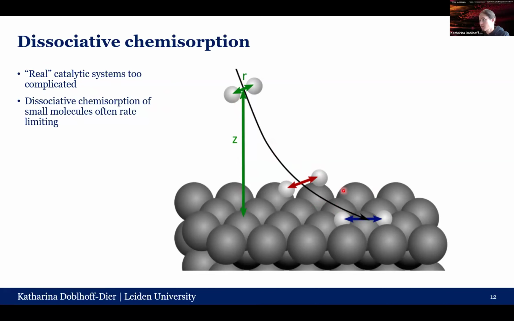And these dissociative chemisorptions are, I think, ideal candidates. For one reason, these dissociative chemisorptions are often rate limiting. For example, in the Haber-Bosch process, it would be the splitting of an N2 molecule into two Ns that is rate limiting. On the other hand, for these systems, one can perform very accurate experiments where molecules come in with a certain probability distribution of velocities in a molecular beam, and we can measure very exactly what dissociates and what doesn't.